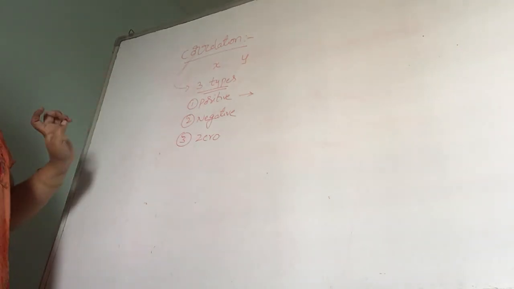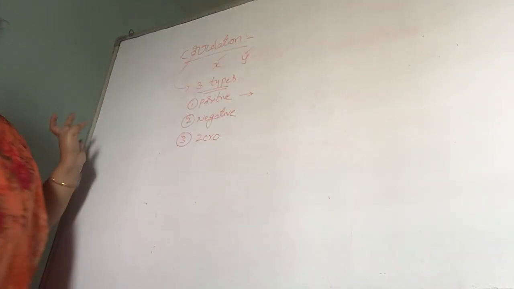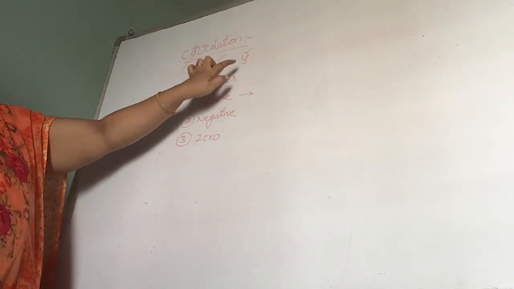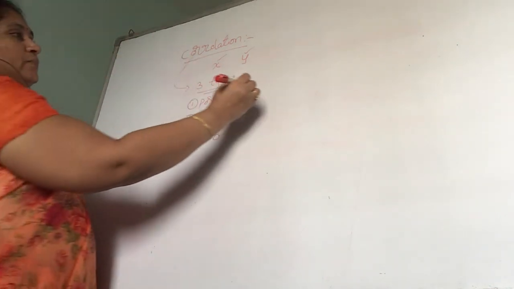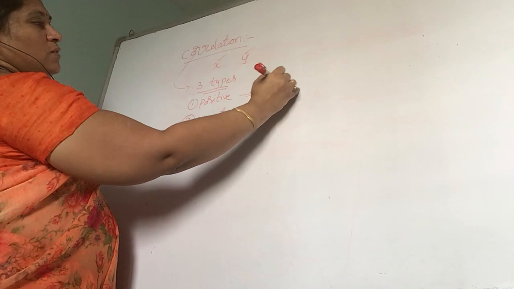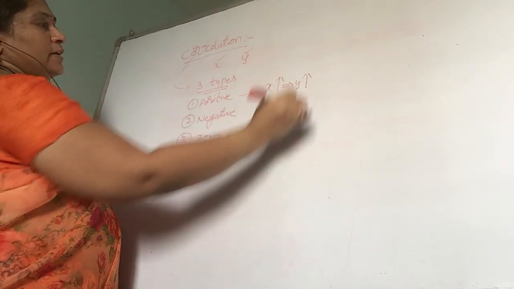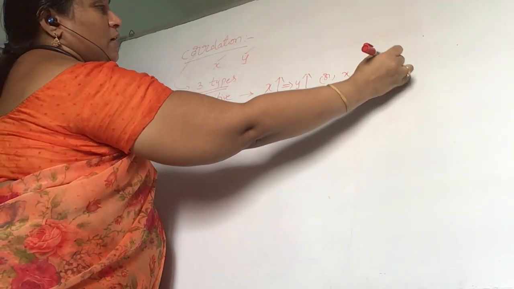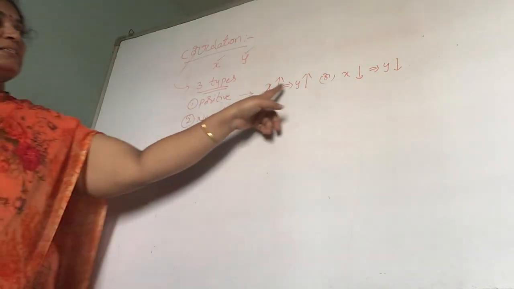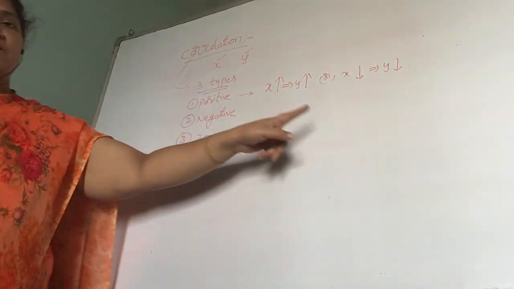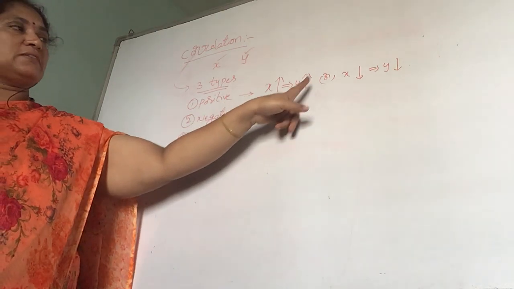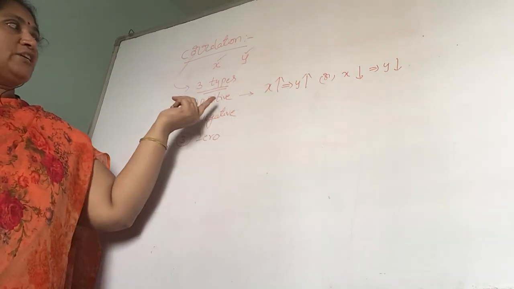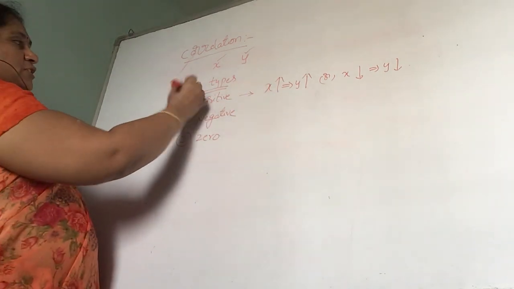Positive correlation means if we take the two variables x and y, if x increases, then y also increases, or if x decreases, then y also decreases. That means both the variables x and y are moving in the same direction. If one variable increases, the other also increases; if one decreases, the other also decreases. This type of correlation is known as positive correlation.